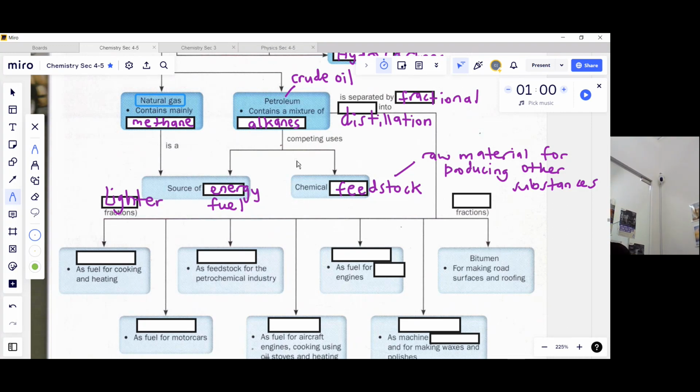And at the other end, we have the heavier fraction. Lighter means smaller molecular mass. Heavier, larger molecular mass. I can't get used to the words light and heavy.